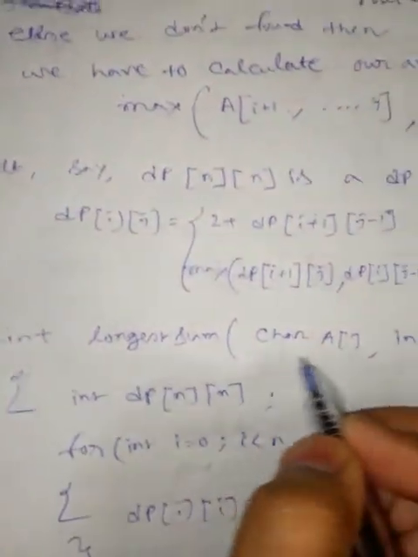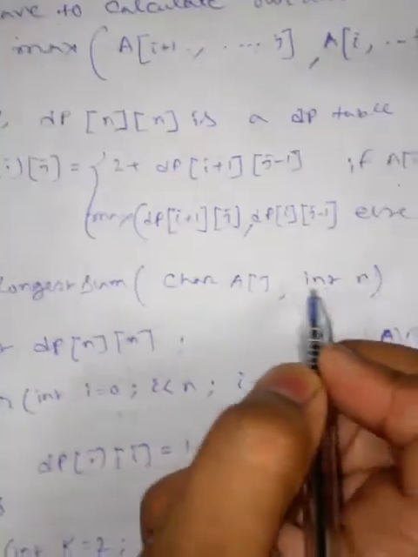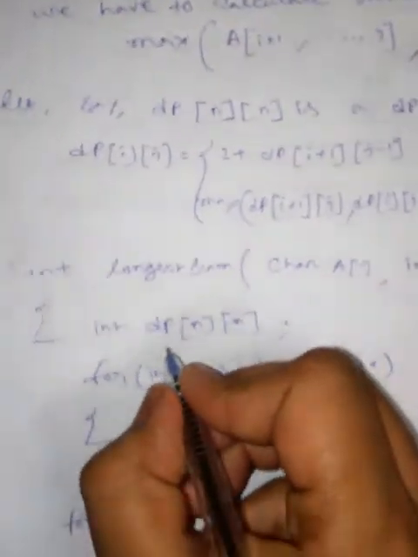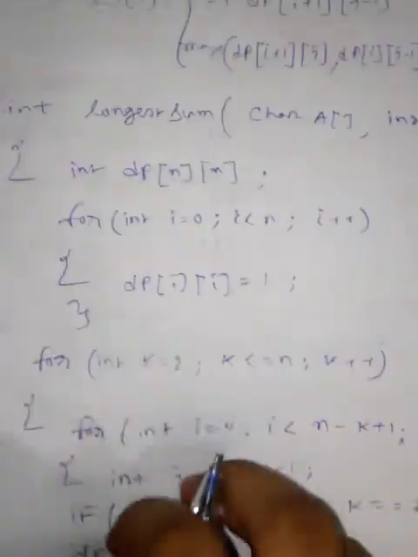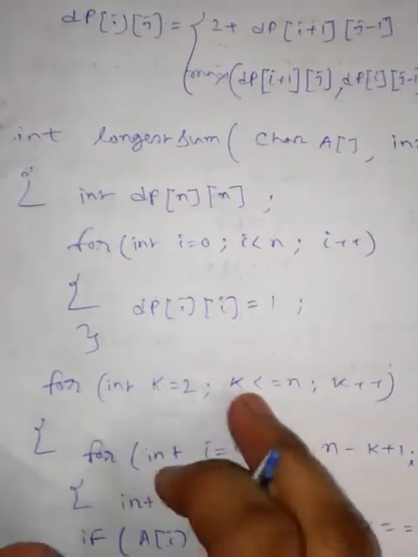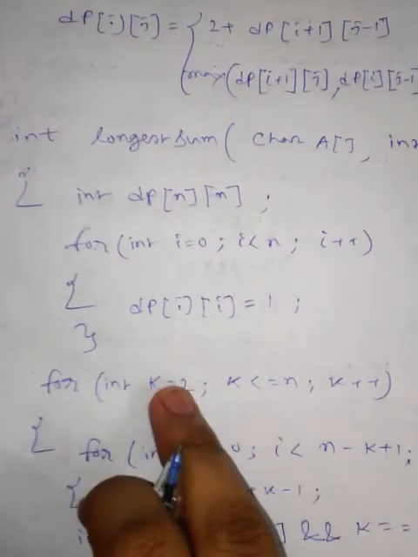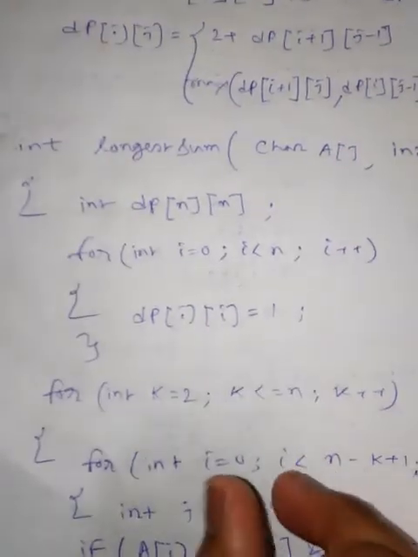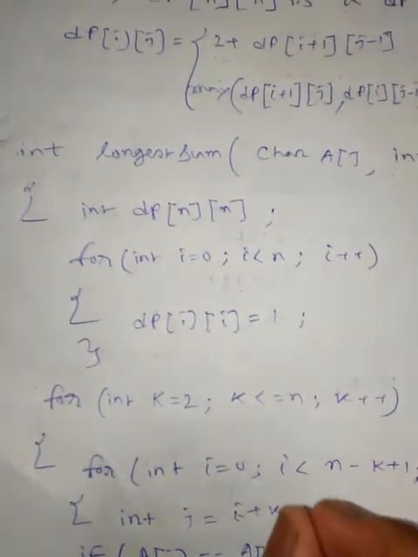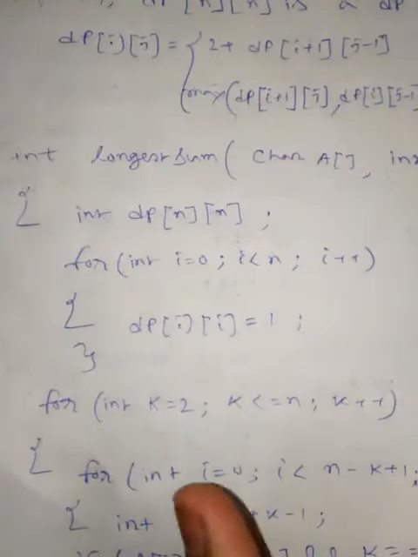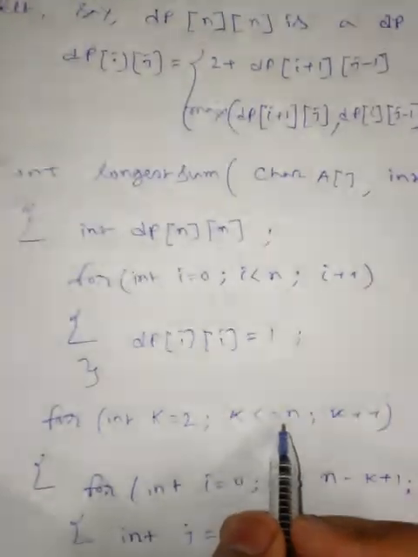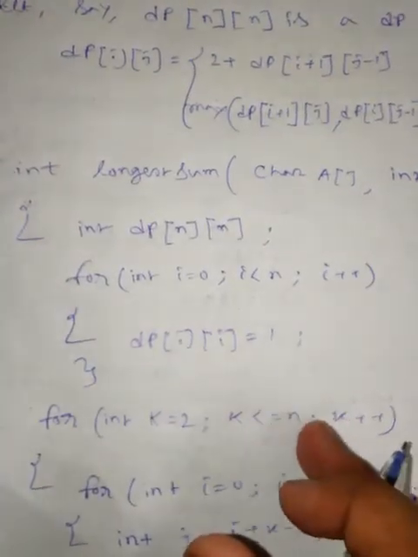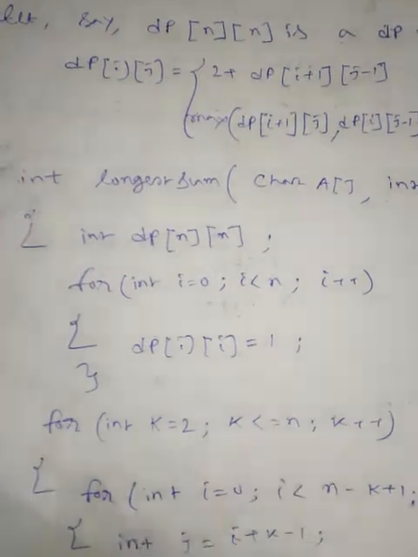Now proceed further. Here is the function with the character string and int n, and here we take a dp array. Now we initialize the diagonal elements as 1. Now for k less than or equal to n, where k is the length of each substring, we have to check each length of the substring which is a palindrome. So we start from k equal to 2 and go up to n length.